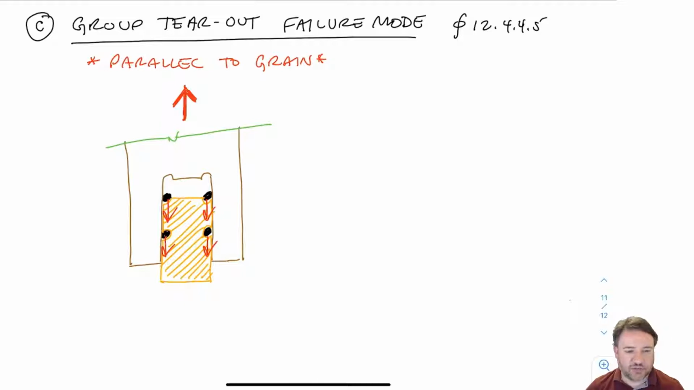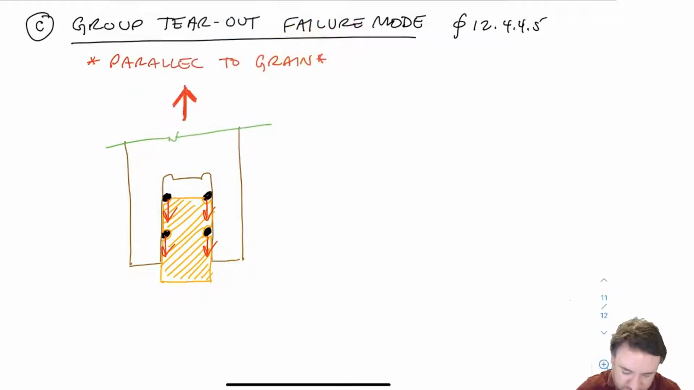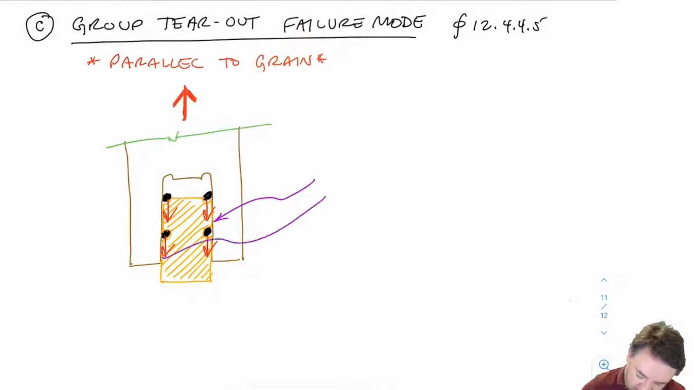You have to imagine, for this failure mode to exist, all the bolts have to move together. I have to move all four bolts at the same time, and they have to pull out a chunk of wood with them. In this case, instead of having two shear planes per row as for row shear, I don't have rows anymore. I just have one big chunk. And that chunk has only one shear plane on each side. So it still has two shear planes: I have a shear plane over here and I have a shear plane over here.